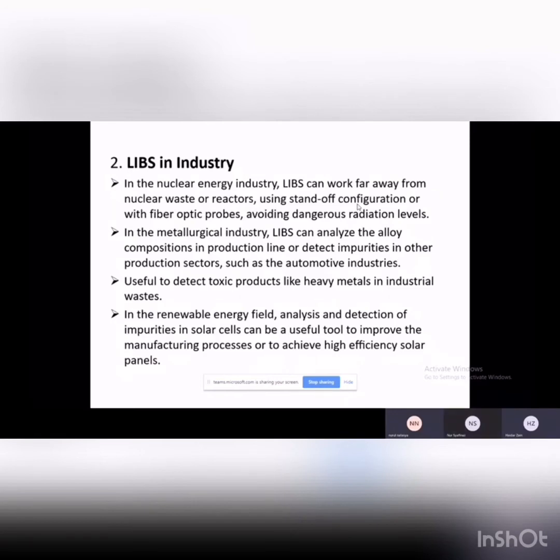The third one is, it is also useful in industry to detect toxic products like heavy metal in industrial waste. The last one is analysis and detection of impurities in solar cells. It can be a useful tool to improve the manufacturing process or to achieve high efficiency solar panels. So it is also very useful in industry for detecting radiation and heavy metal.